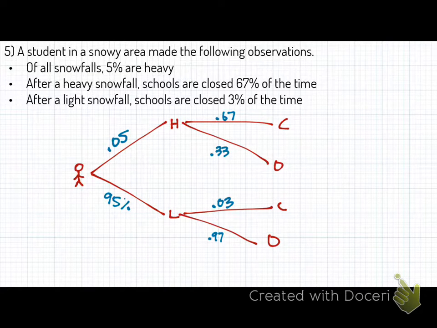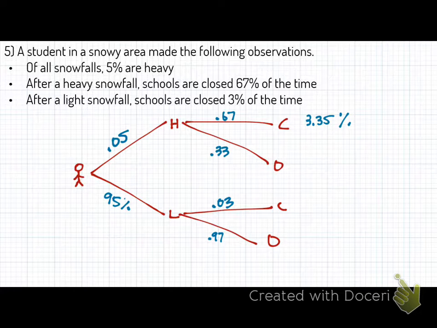So what's the probability of it being a heavy snow and that the school closes? Okay? So what's the probability of that happening when it's snowing? Well, you could just multiply it. What's 0.05 times 0.67? You go to your calculator and you'll get 3.35%. Okay? Does that make sense?